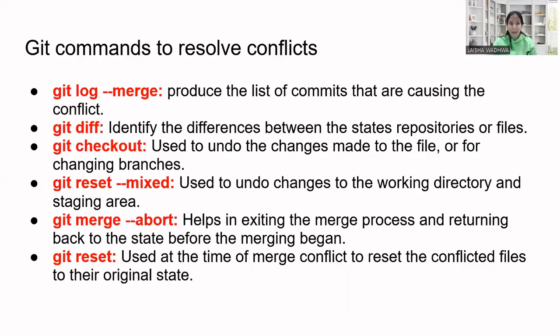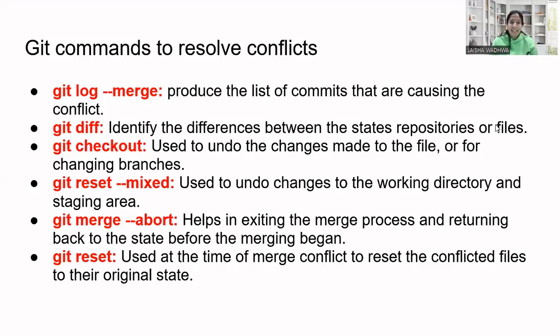While this was a very simple example, there can be major merge conflicts if you have been working on a stale copy. So I'll give you a brief walkthrough of some of the commonly used commands, which will come in handy when we do a practical example of this. So git log --merge gives us a list of commits that are causing the conflict. So we can look at the complete working history of what changes were made on that particular file. Now, git diff is a very important command. Basically, it lets us compare the differences across branches and across different states of repositories.